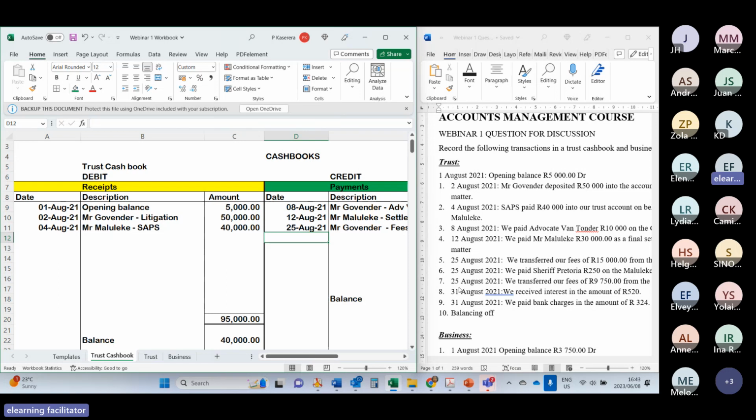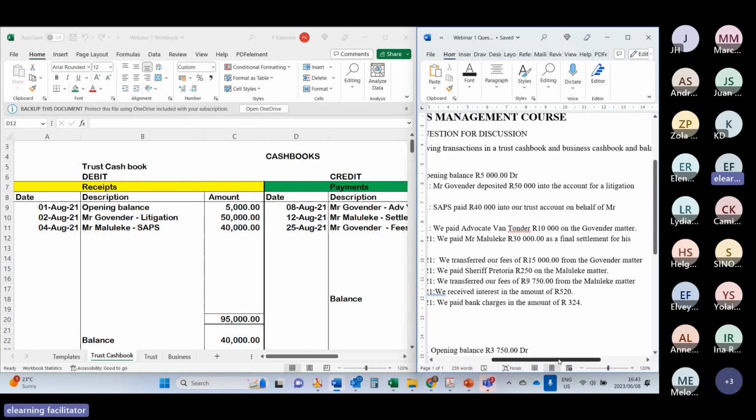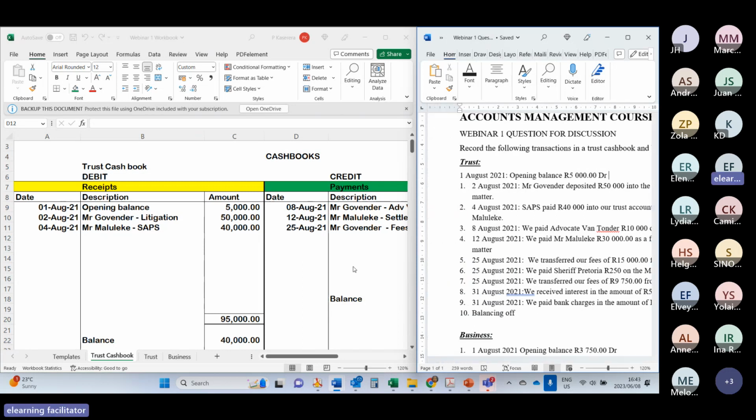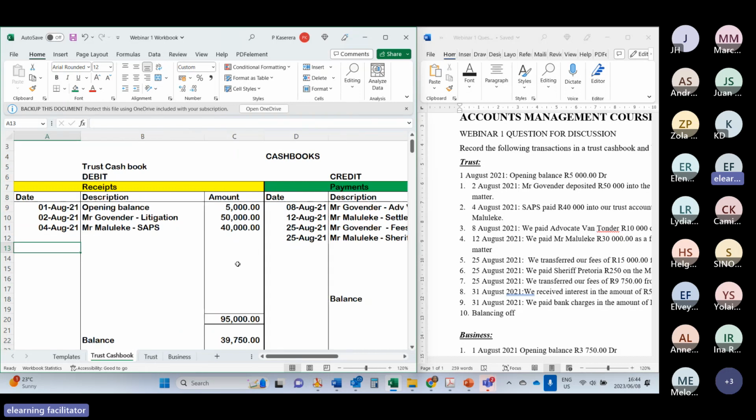And then 25 August, we paid the sheriff, Pretoria, 250 on the Maluleke matter. So even if we have agreed to say we are settling, we still have bills to pay for the matter. Because we are paying from the trust account, it means on the business side, we had not recorded the invoice and the sheriff is not sitting as our liability on the business side.